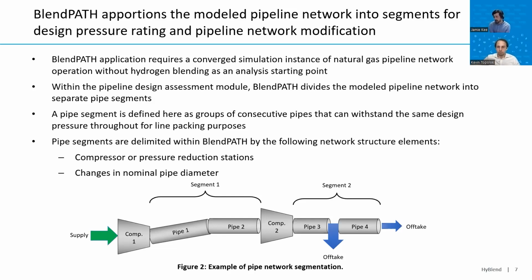For example, we have a fairly simple network shown below, where we have 2 compressors, 4 pipes, and then a supply on the left side and 2 offtakes on the right side. As I mentioned, a compressor can be a delimiter. So between pipe 2 and 3, we have a compressor. So we combine pipe 1 and 2 and put that into segment 1, and then segment 2 contains pipe 3 and pipe 4. So even though we're analyzing the pipeline network as a whole, we do the modifications on a segment by segment basis.